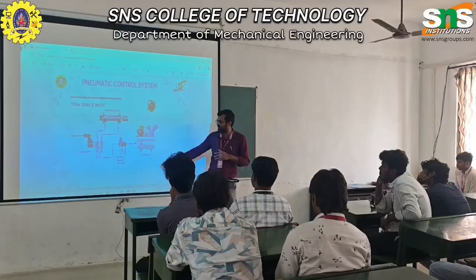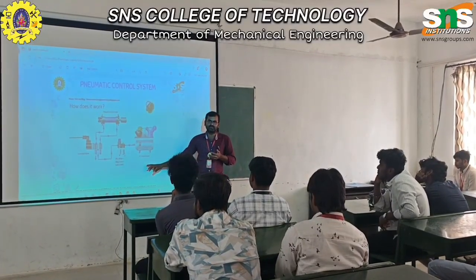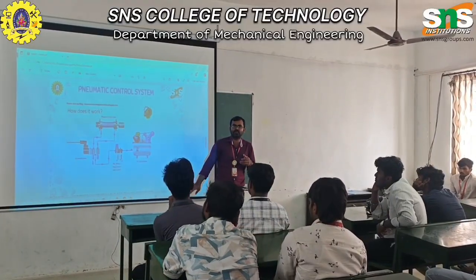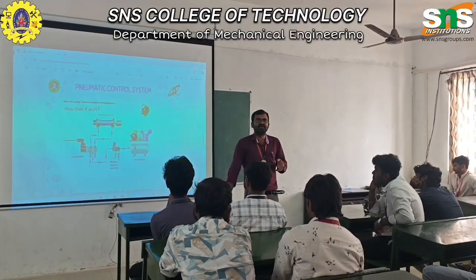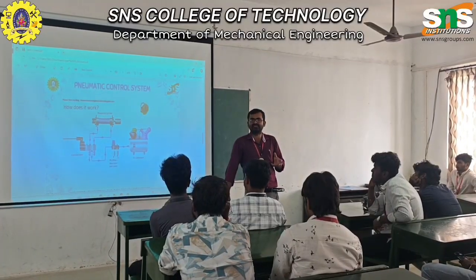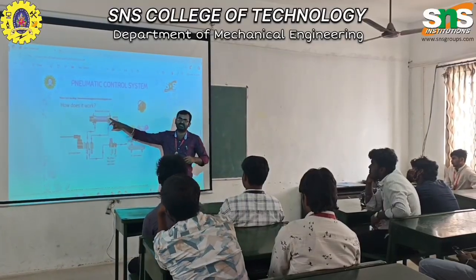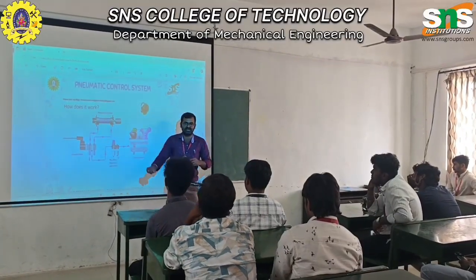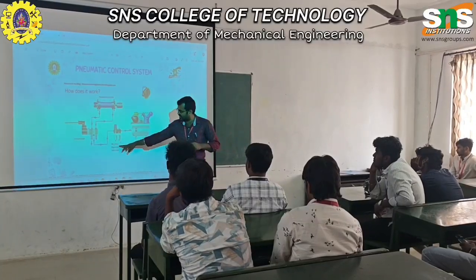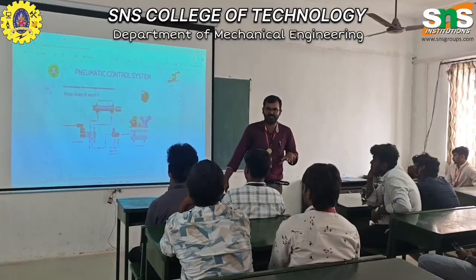Here we have to give dry compressed air, so the lubricator is compulsory to provide lubrication, because if we do not provide lubrication, some kind of friction will occur between the two moving parts. Here the moving parts are the piston and cylinder. So that's why we are using the lubrication system, which is denoted as FR.